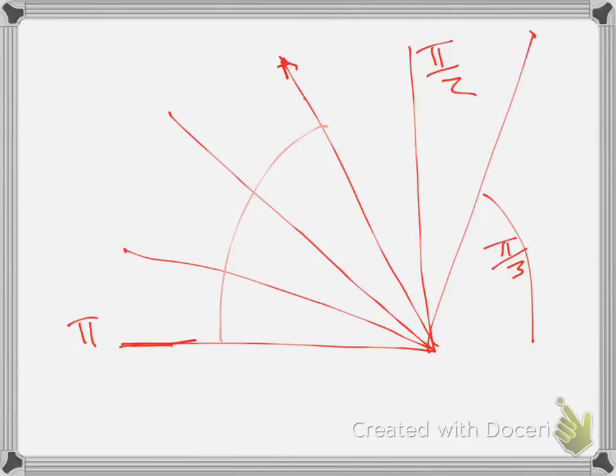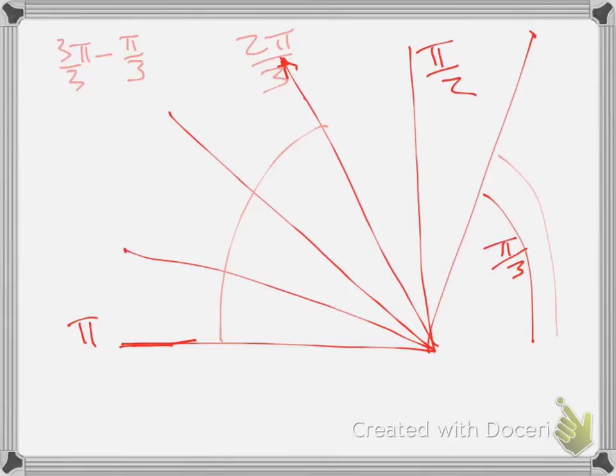Isn't that coming from pi? Shouldn't that be pi minus pi over 3? So what does that make that? We don't have common denominators, so would I make that a 3 over 3? What's 3 pi minus pi? It's 2 pi over 3.